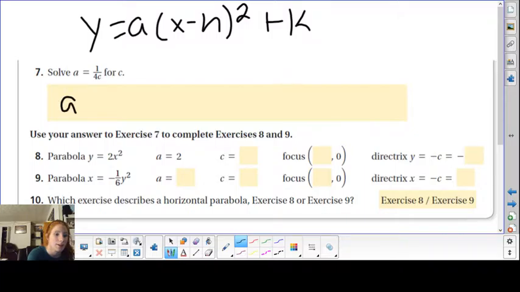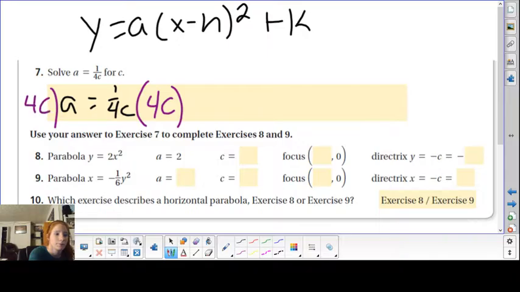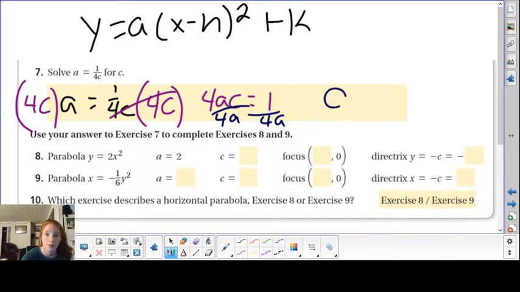Okay, so I have a equals 1 over 4c. I want to solve for c. So I multiply, these guys cancel, and I have 4ac is equal to 1. I want to get c by itself, so I divide by 4a. So c is equal to 1 over 4a. Now that's if I'm looking for c.